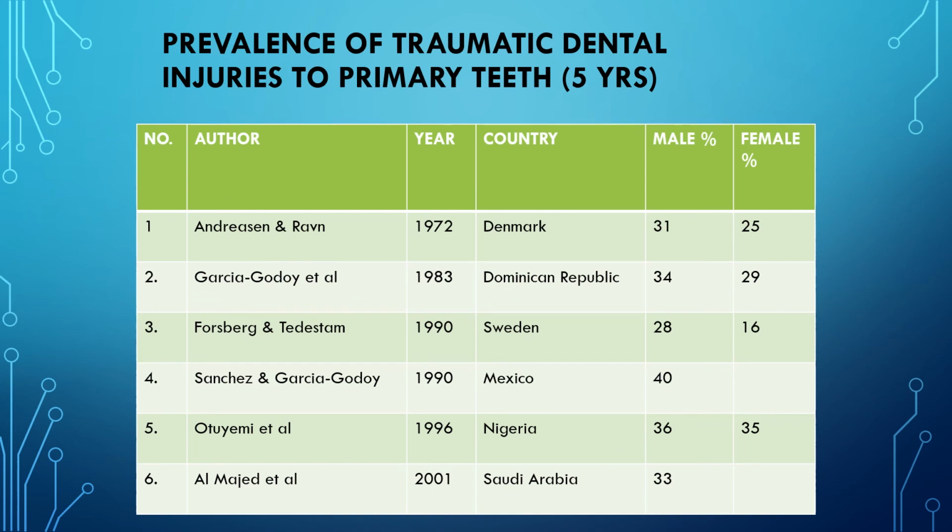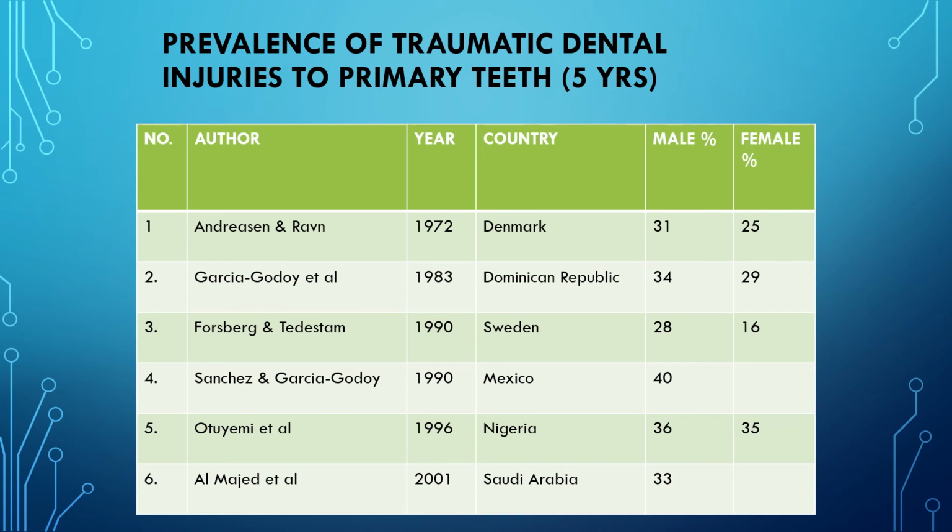Prevalence of traumatic dental injuries to primary teeth, 5 years old. We have these few articles that have come out. Andresen and Ron, 1972, in Denmark. The percentage of male to female is about 35% to 25% traumatic injuries to primary teeth, 5-year-old. Garcia Godi et al., 1983, Dominican Republic, 34% of male to 29% of female have traumatic dental injuries to primary teeth.